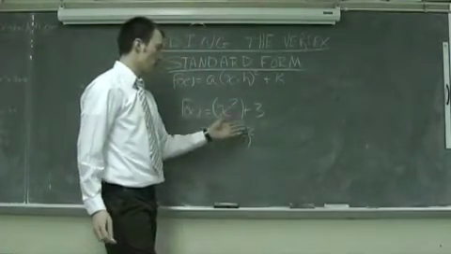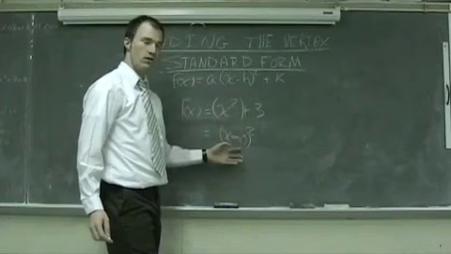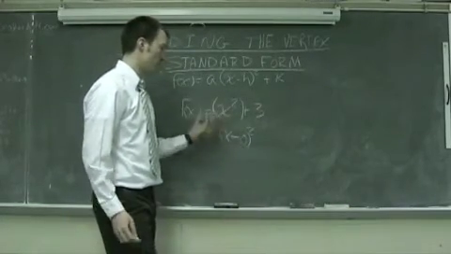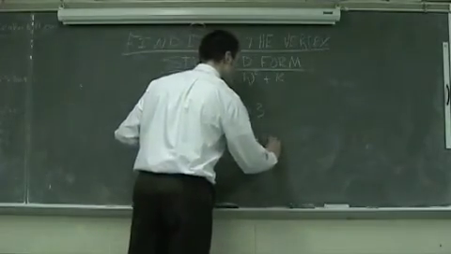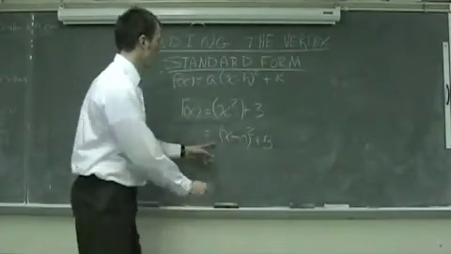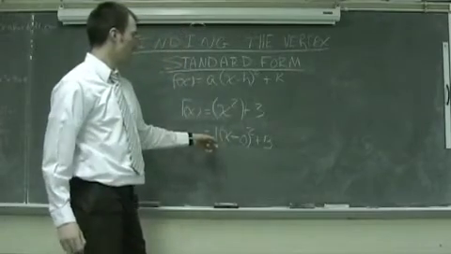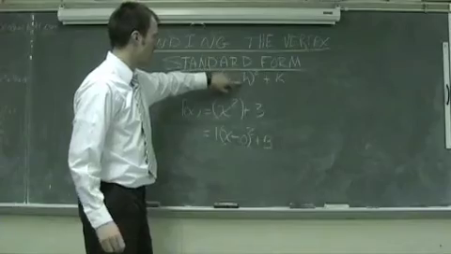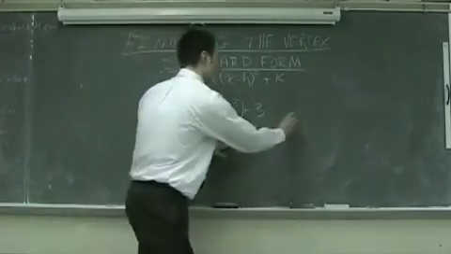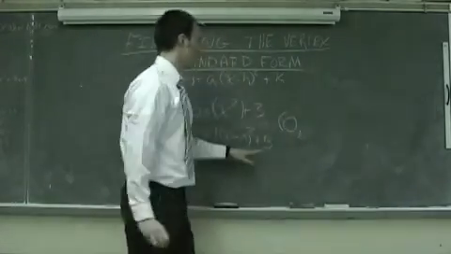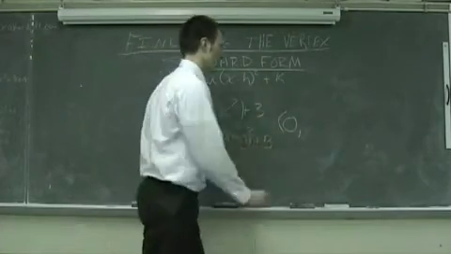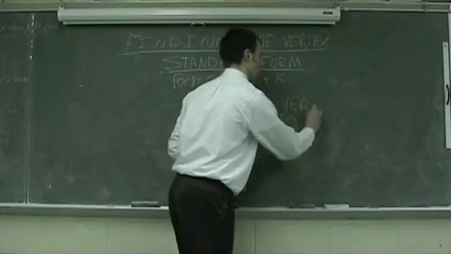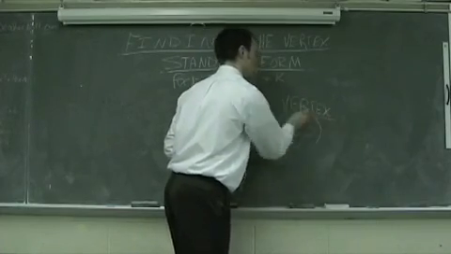x squared is x squared. Minus 0 squared, well, 0 squared is 0. So x squared minus 0, still x squared. And now we have a plus 3 at the end. Our a value is 1, and so we have a center, or a vertex, at 0, plus 3, plus k. 0, 3 is our vertex.